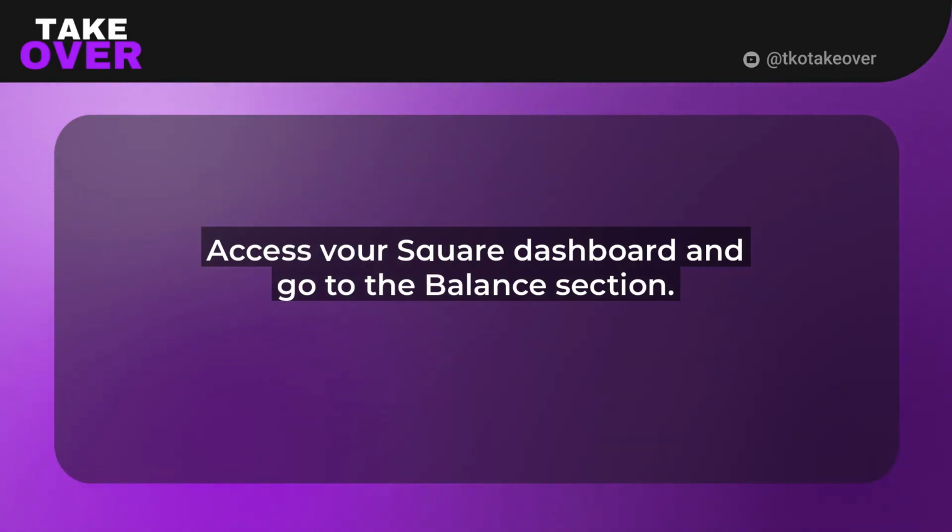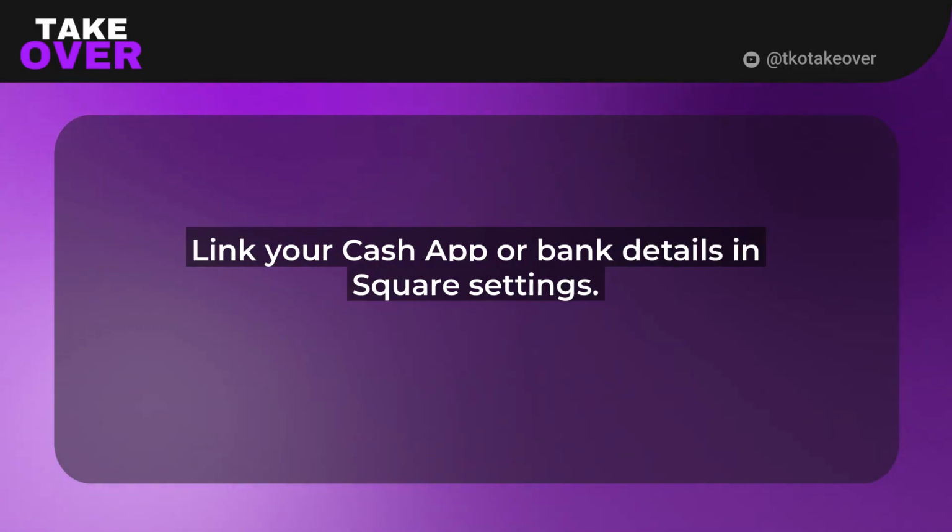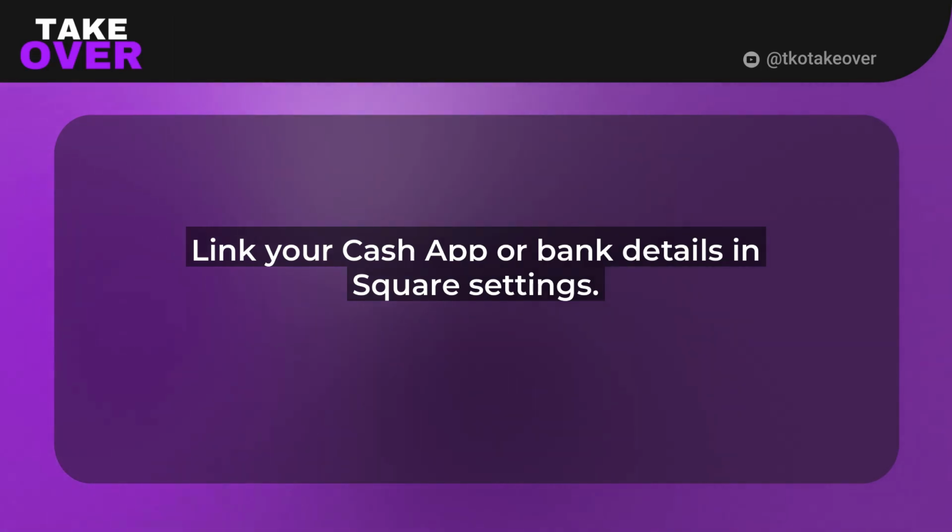Start by opening your Square dashboard on your computer or mobile app. Navigate to the Balance or Transfers section, where you'll see your available funds. Next, look for the option to add a bank or external account. Since Cash App is linked to a bank, you'll want to connect it here. If you haven't already, go to your Square settings and select Bank Accounts or Payouts.